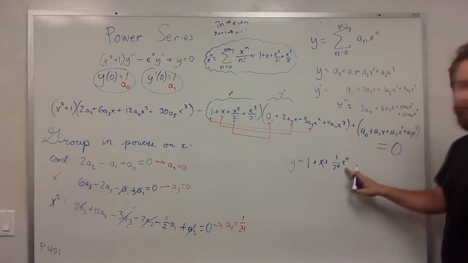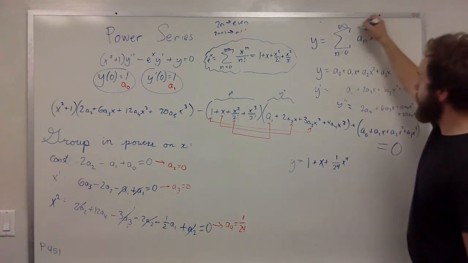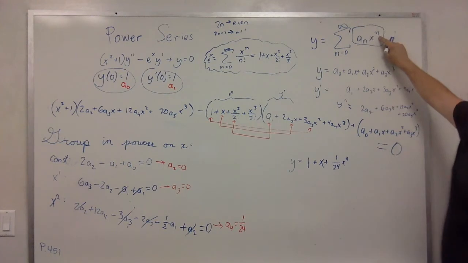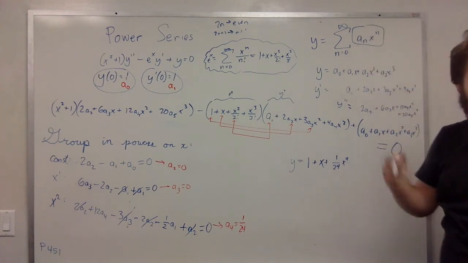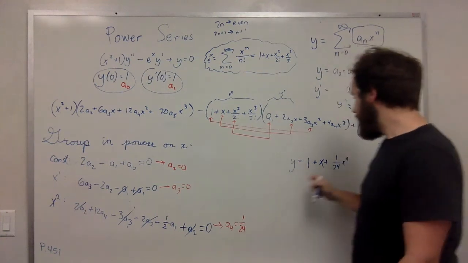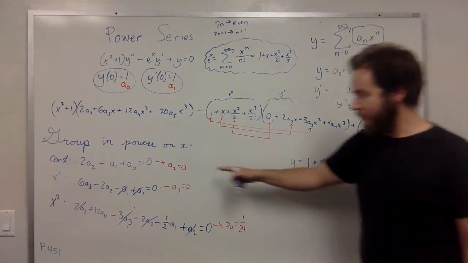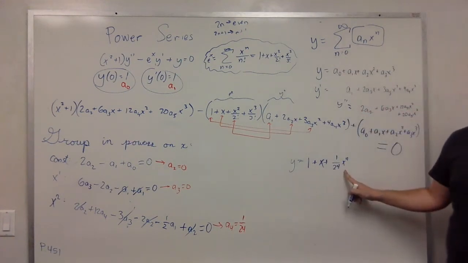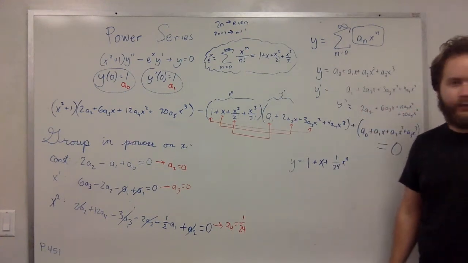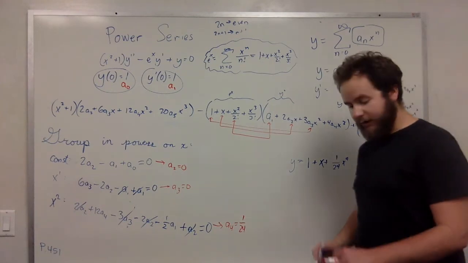Now, why do I know that corresponds to the x to the 4th term? Because look at this power series representation. The x to the 4th power is attached to the a sub 4 term. The x cubed power is attached to the a sub 3 term. So we don't have an x squared, we don't have an x cubed, because those terms are both 0, right? But because a sub 4 was 1 over 24, we tack it onto the x to the 4th power. Good?